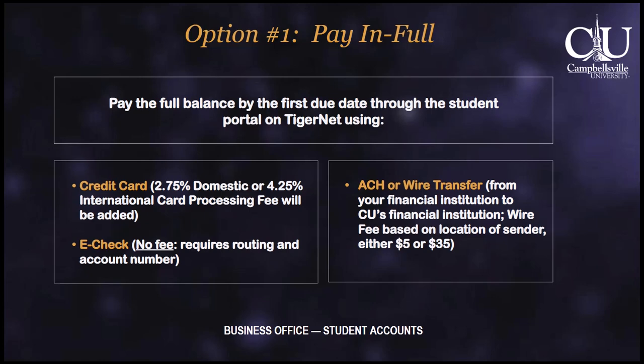You have option 1, which would be to pay in full by that first due date within the first week of classes. Payment can be made by credit card, e-check, ACH, or wire transfer. If you do choose to pay by card, there is a processing fee, which is 2.75% for domestic cards and 4.25% for international cards. There is no fee if you choose to pay by e-check or ACH using your bank account.